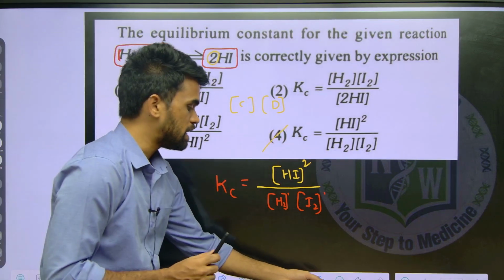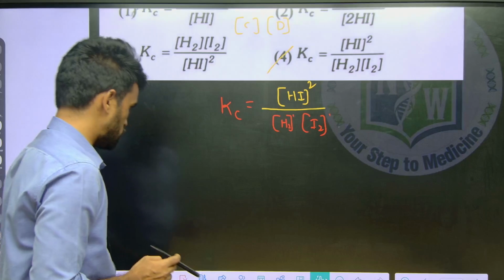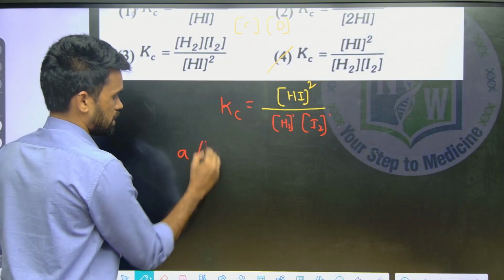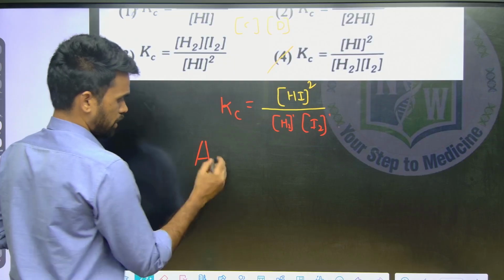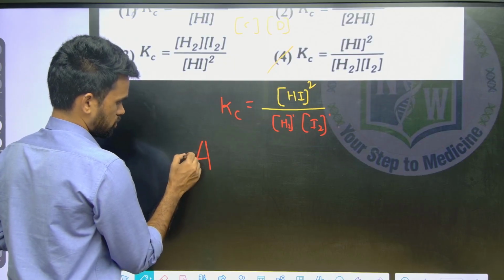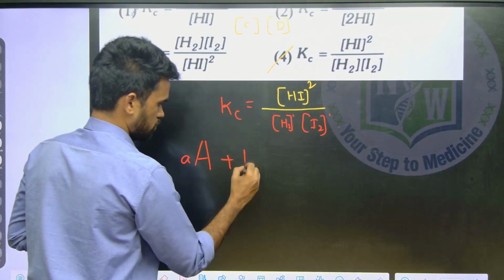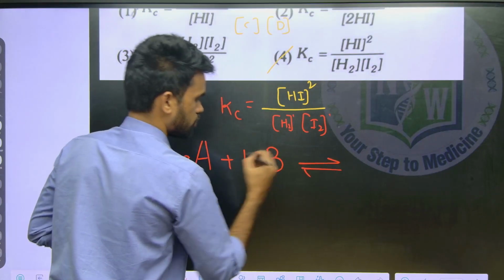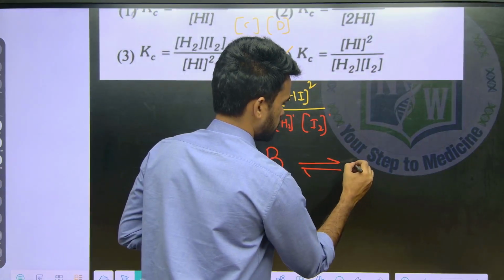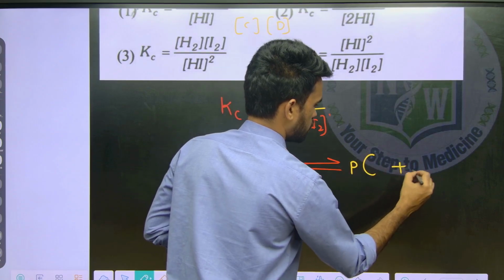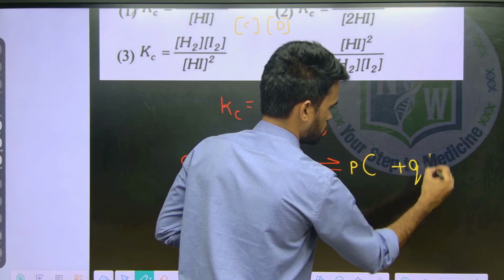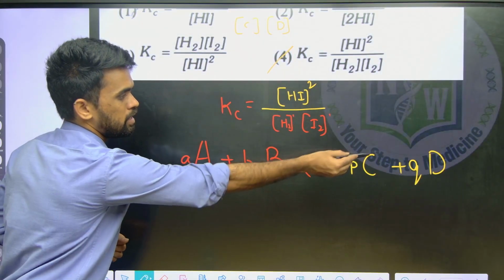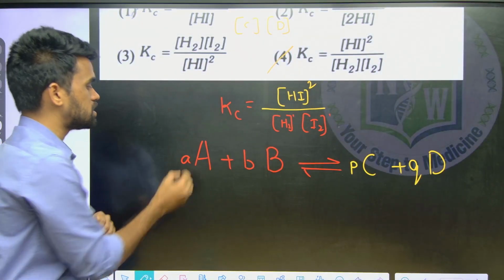Okay, now let us generalize this, writing the equilibrium constant for different reactions. Like there is a reaction like aA plus bB giving rise to pP plus qQ, like this I am saying. So what are these small a, small b, p, q? Those are called stoichiometric coefficients.